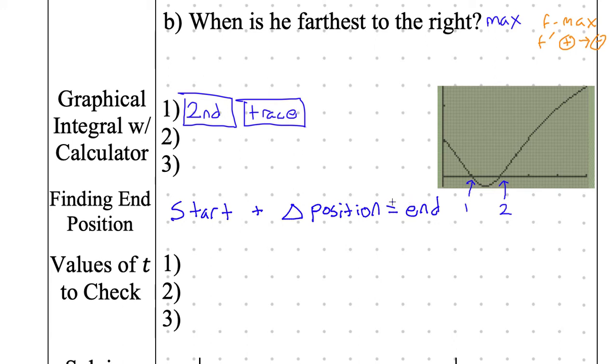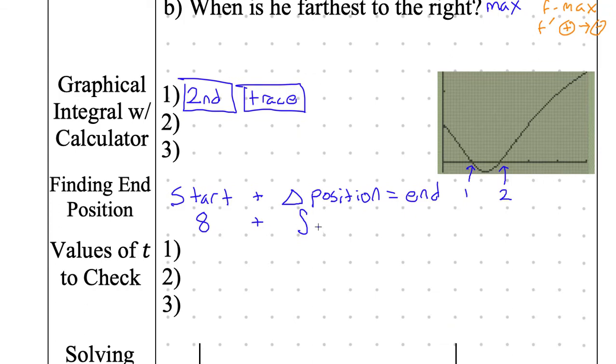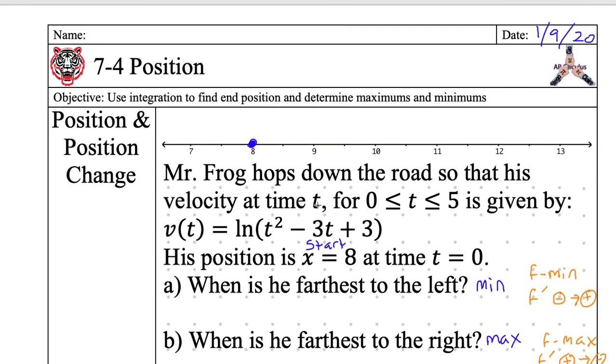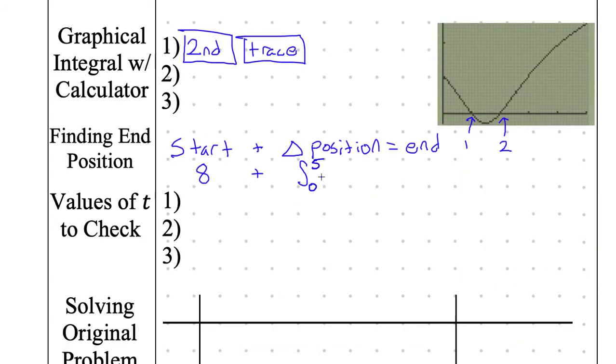So what was our start? Eight. Our start was 8. What was our change in position? What is the definition of change in position? We have defined this in terms of an integral before in unit 7. It has some sort of integral between A and B, where A and B in this case are going to be, I'll just leave it as A and B for now, but no, we're actually making it exact. So it's going to be between where and where. What's our A, what's our B? 0 and 5. So 0 and 5 of your V of T, DT. That will be the end position at time is equal to 5.